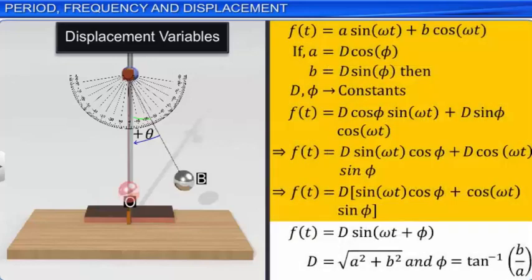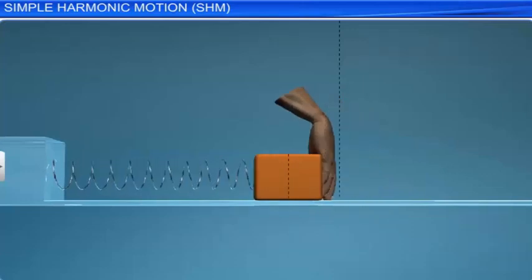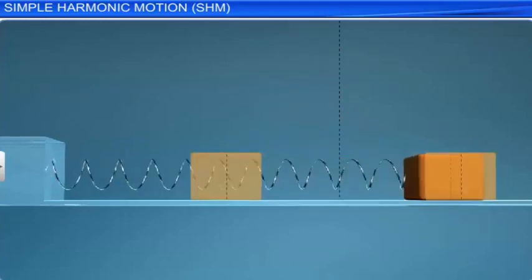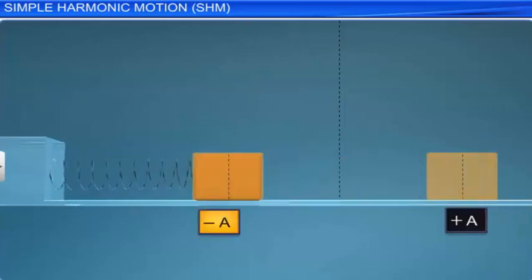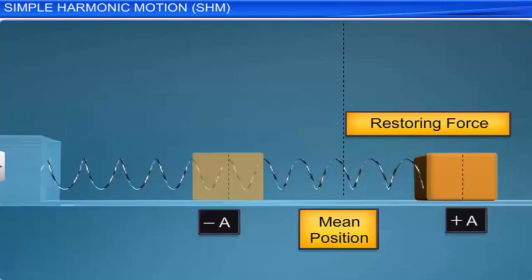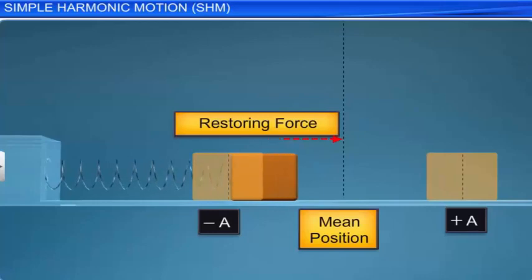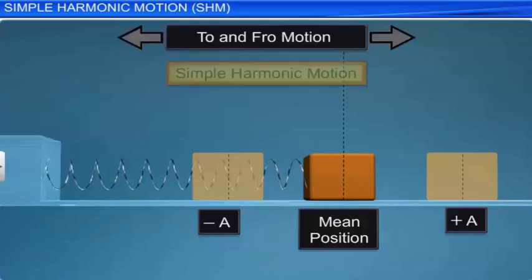Consider a body attached to a spring. When the spring is compressed and released, the body attached to it oscillates back and forth between the two extreme points, marked as +A and -A. As the body moves away from its mean position, it experiences a restoring force, which attempts to bring it back to the mean position. This to and fro motion being executed by the body is called simple harmonic motion.